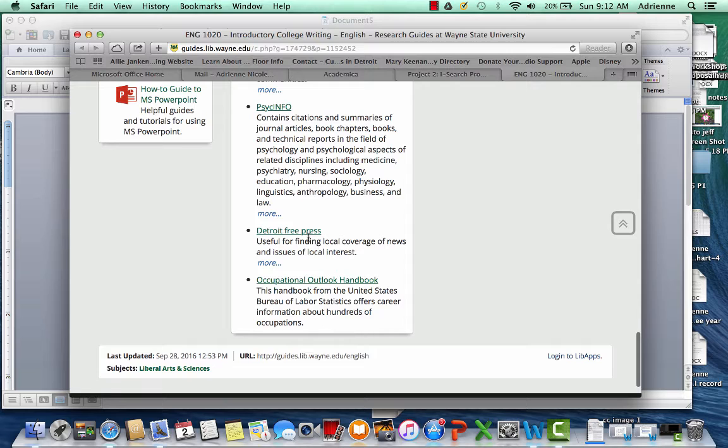And then if you have some more specialized kinds of questions, for example, a question about a local issue, you might want to go into the Free Press, or a question about a job or a career, you might want to look in the Occupational Outlook Handbook.